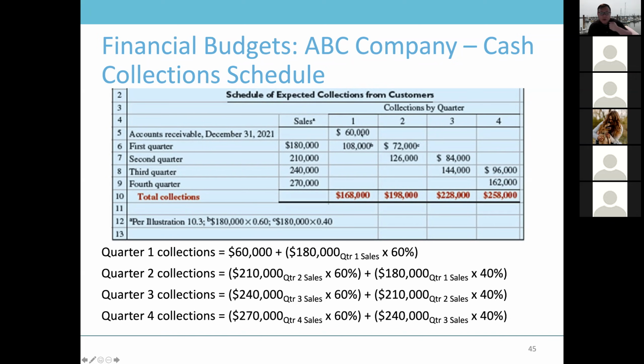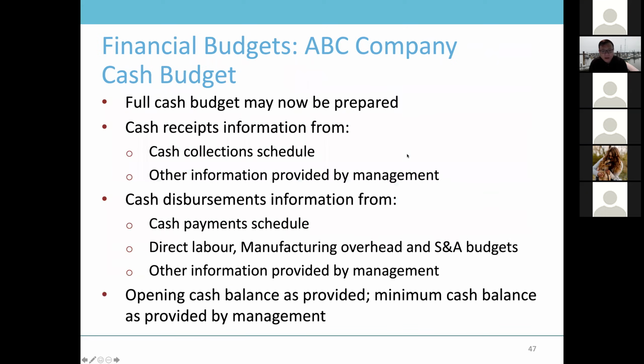For the first quarter, the opening is 60,000, and that's how much the sales are, 186,000, and the 60% will be collected. So 72,000 is the accounts receivable ending. How come it tells me a different number?